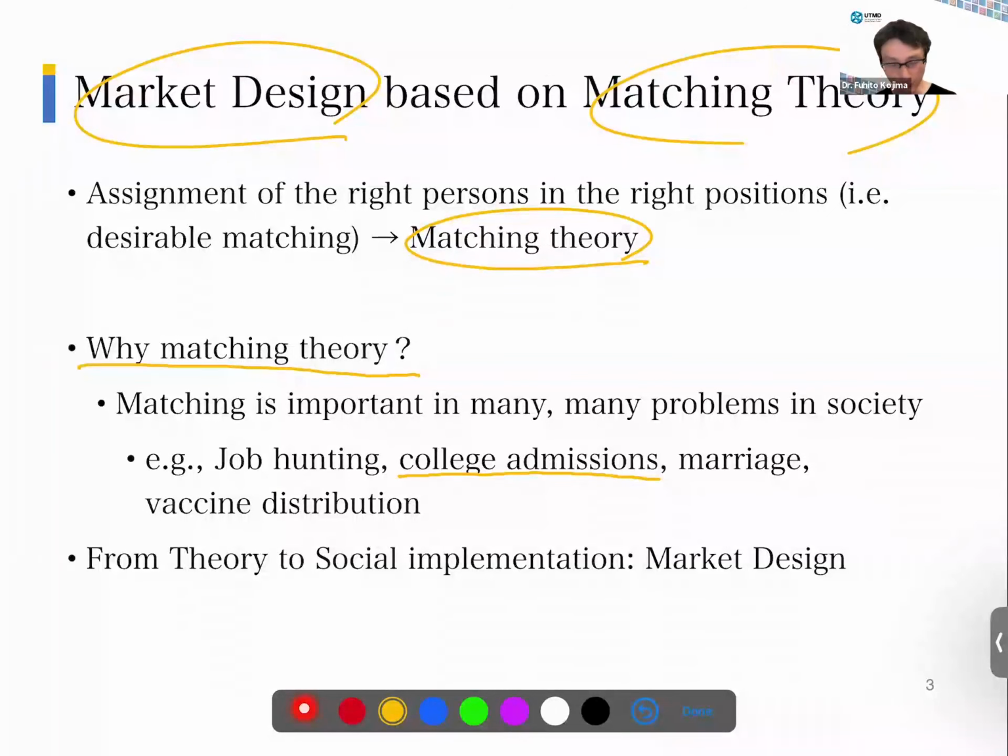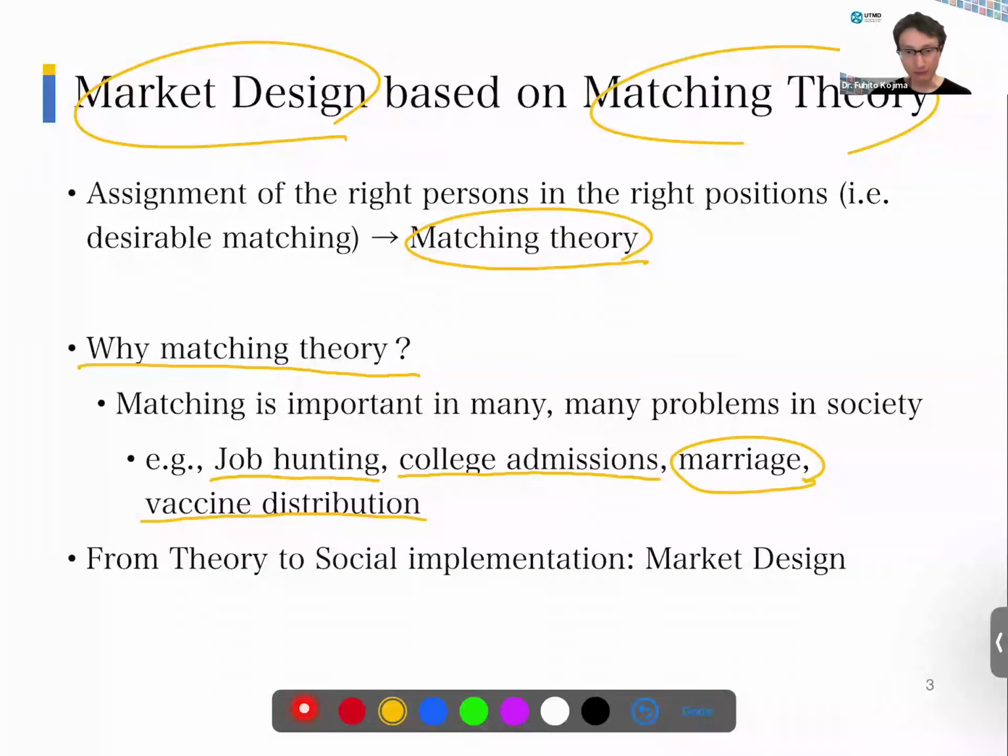And after that, most of you probably went hunting for a job, right? So that's a matching between employees and employers, obviously. And of course, marriage and other types of mating is a matching problem. And even the allocation of some goods and services has a matching component. One particular issue that I have worked on involves how to distribute vaccines under the COVID pandemic. Okay, so these are the kind of examples that you will face over and over again in your life that involve matching. And that's point one.